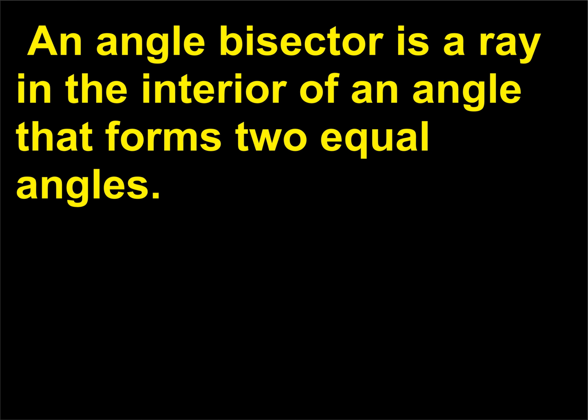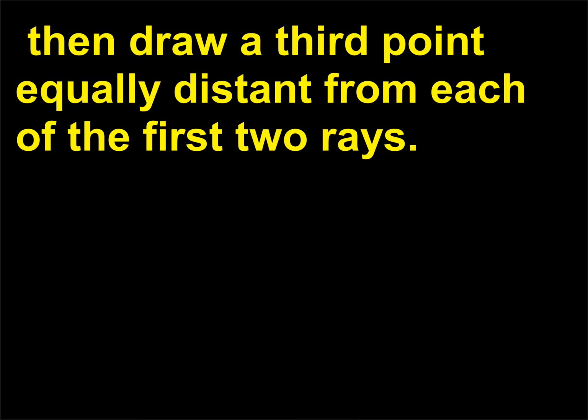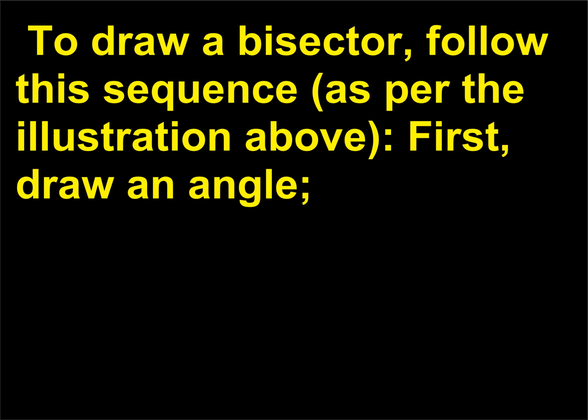An angle bisector is a ray in the interior of an angle that forms two equal angles. First, locate the point on each ray that is equally distant from the vertex. Then draw a third point equally distant from each of the first two. A line that extends through the third point and the vertex is the angle bisector. To draw a bisector, follow the sequence, as per the illustration above.